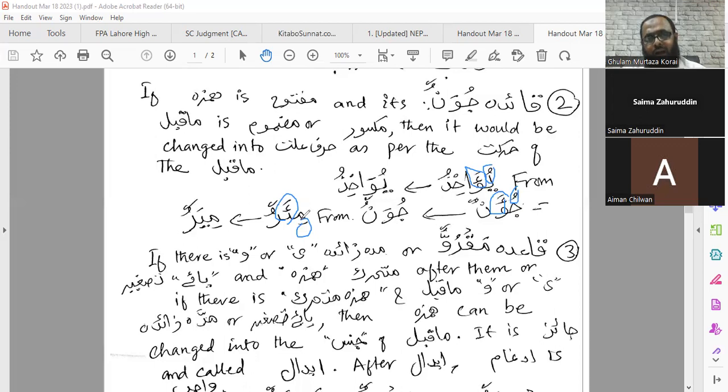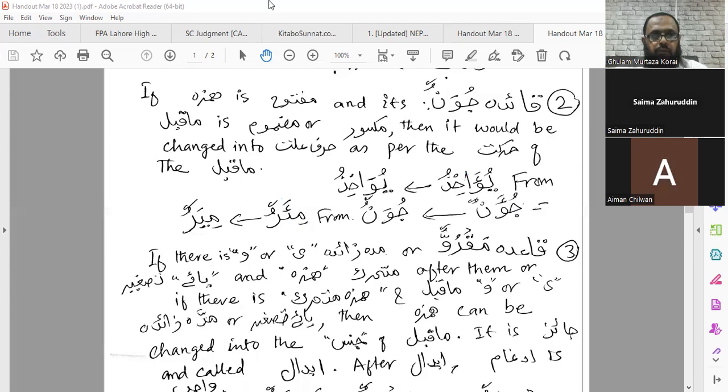So from yu'akhidhu, Hamza is maftuh, and ma qabl is madmum. So this Hamza can be changed into waw. So from yu'akhidhu it will be yuwakhidhu, from ju'anun, juwanun, from mi'arun, it is miyarun. Is that clear? Yes, sir. Very good. Aman? Ji Ustad, it's clear. MashaAllah, MashaAllah.